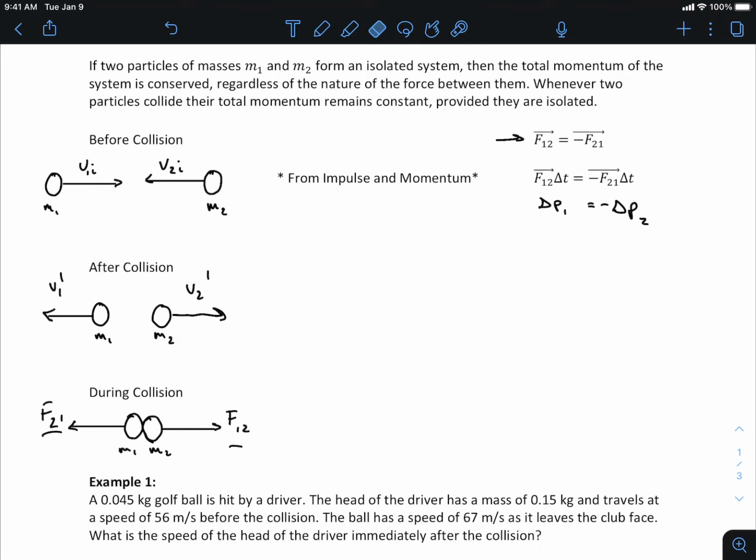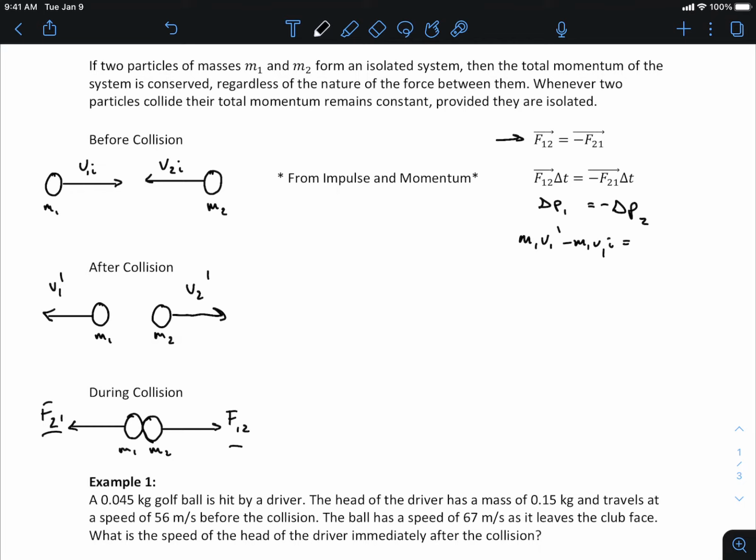And so if we ran with this now, we know what the change of momentum is. The change of momentum for the first particle would be M1 V1 prime, so the mass of particle 1 times the velocity of particle 1 after, subtract off M1 V1, what its speed was initially. We could even denote it with a little i if that helps you.